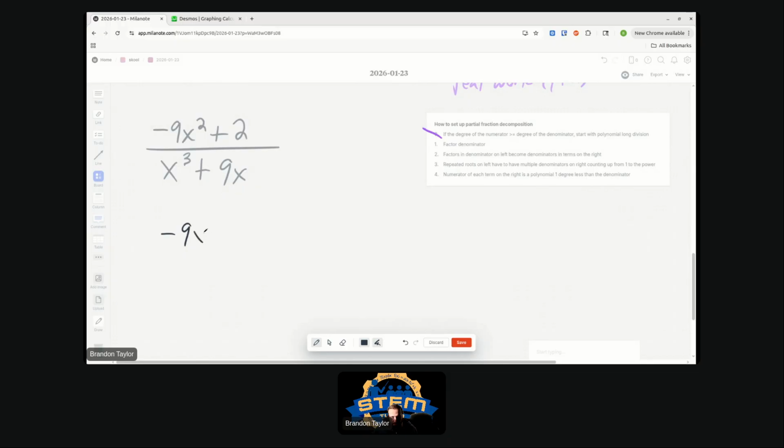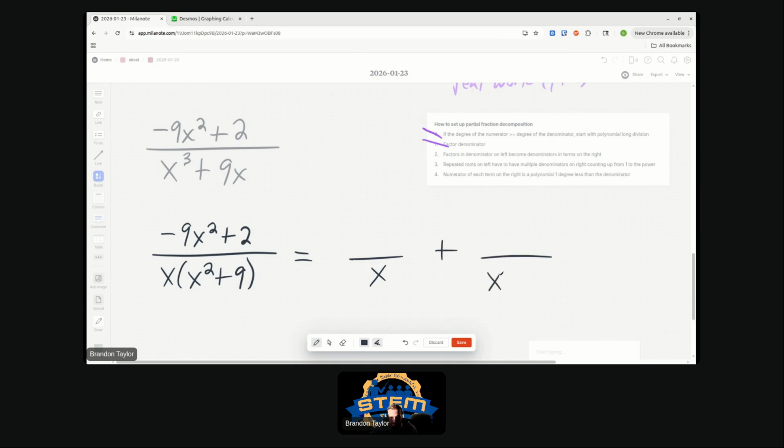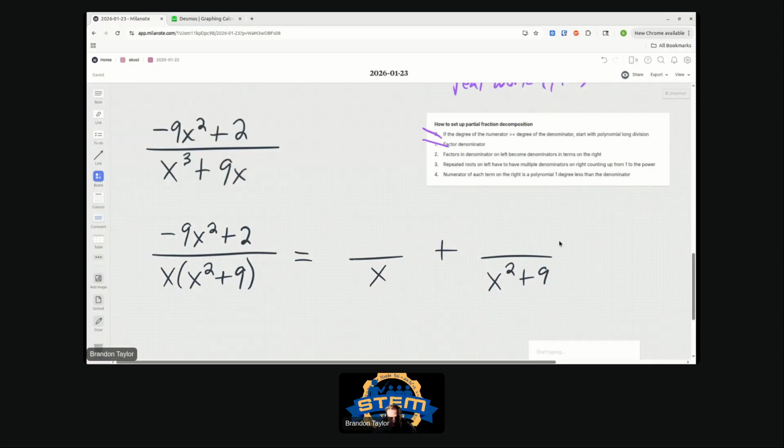So factor the denominator: negative x squared plus 2 over x times x squared plus 9, right? The factors in the denominator on the left become denominators in terms on the right. So this is going to be divided by x plus, and this is going to be divided by x squared plus 9. If this was x squared minus 9, we would be able to factor this further into x minus 3 times x plus 3, a difference of squares. But because it's x squared plus 9, you actually can't factor this anymore, which is not ideal, but sometimes it happens.